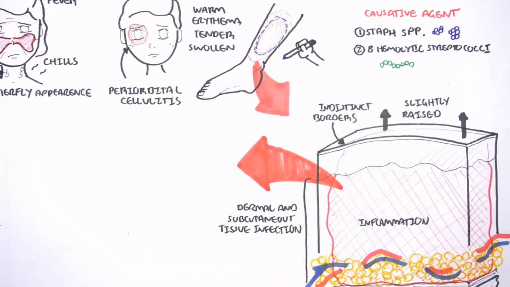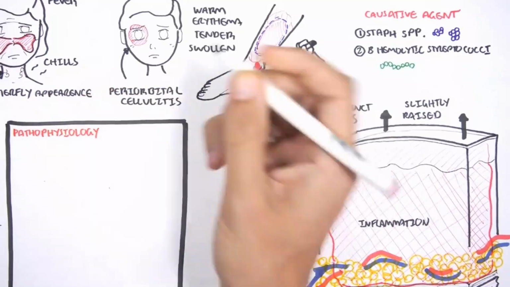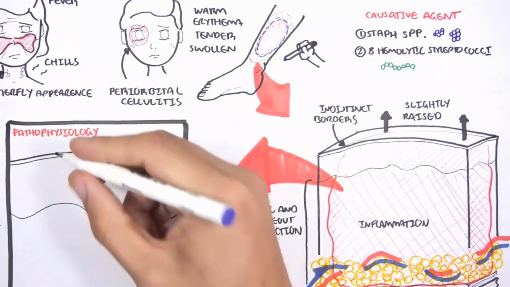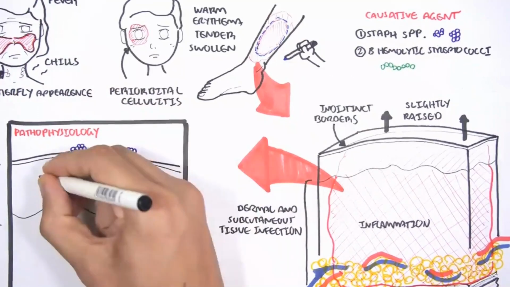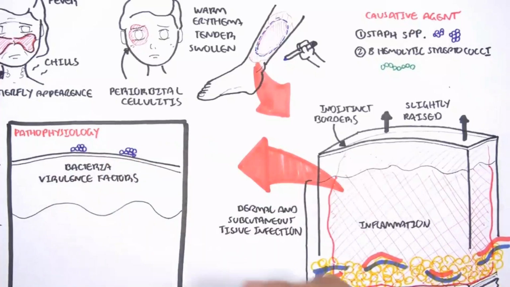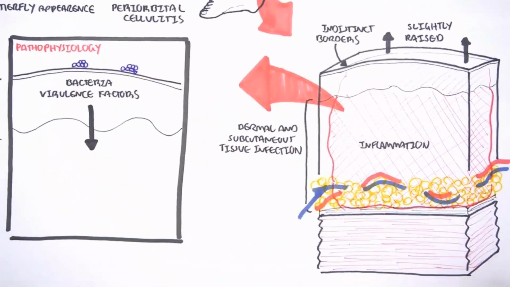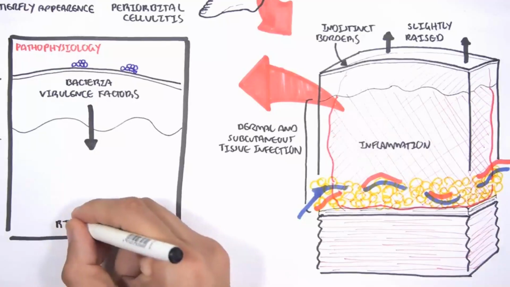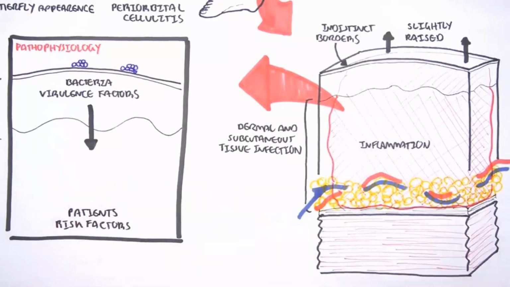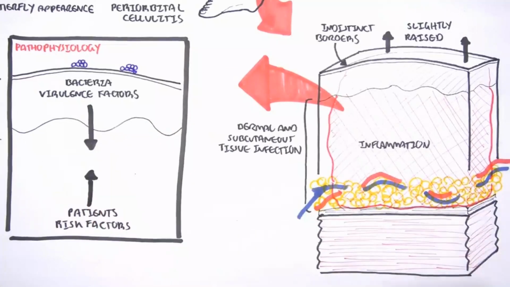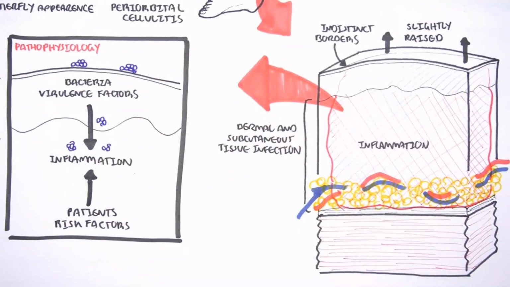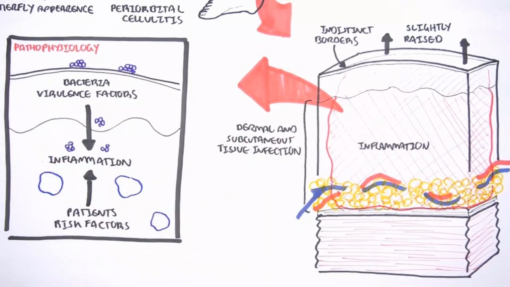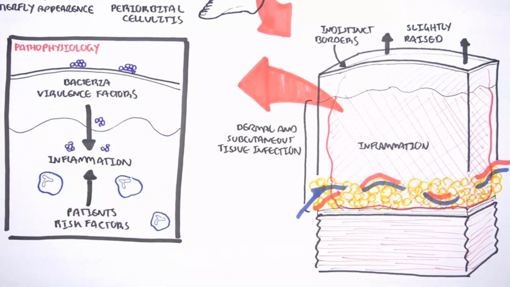Let's just now briefly look at the pathophysiology of both erysipelas and cellulitis. Basically, you have bacteria which possess virulence factors, such as exfoliative toxins and whatnot. And these virulence factors allow the bacteria to penetrate and invade the skin layers. At the same time, the patient has their own risk factors, which will increase their risk of developing cellulitis. And so both the bacterial factors and the patient's risk factors will allow for inflammation to take place in the dermis or the subcutaneous tissue area.